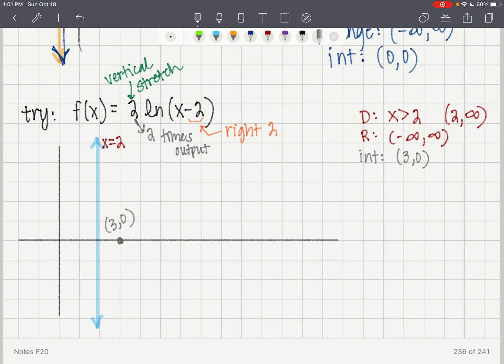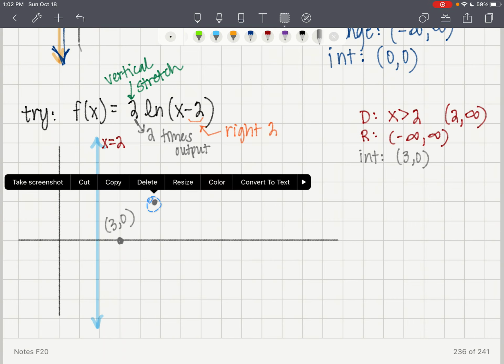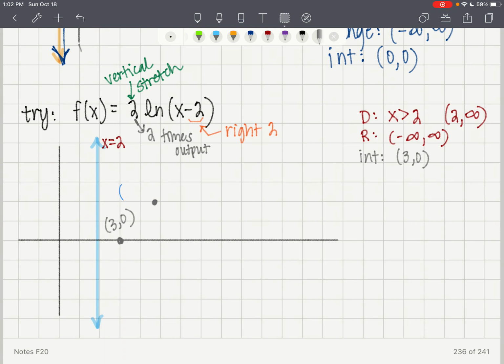Now what was another number I put in for my natural log? I put in 2.7-ish, and then it was up 1. This is going to go right 2, and then up 1 times 2. So the output is normally 1, multiply 1 times 2, and we get an output of 2. So this is going to be 4.718. So 4.7-ish, comma 2.